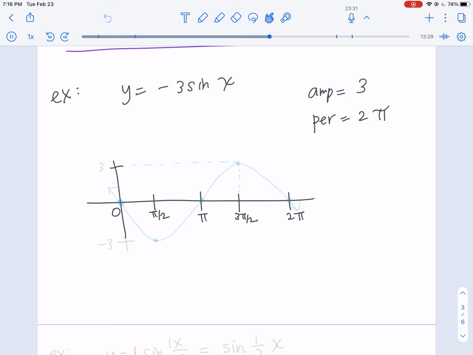So in the y direction, though, what numbers are we going to put? Not 1 and -1. We're going to put 3 and -3, right? Because the maximum and the minimum have been stretched out to 3 and -3.